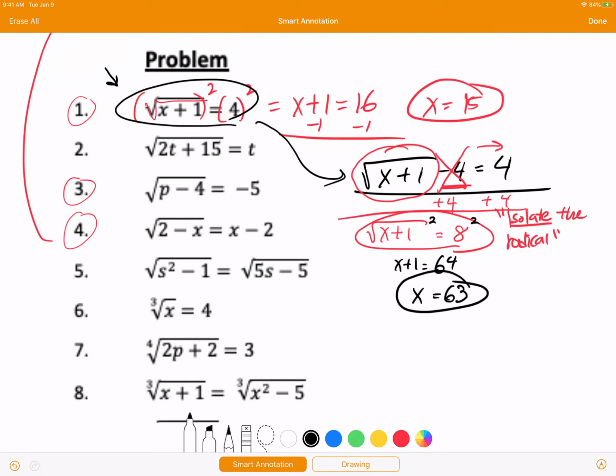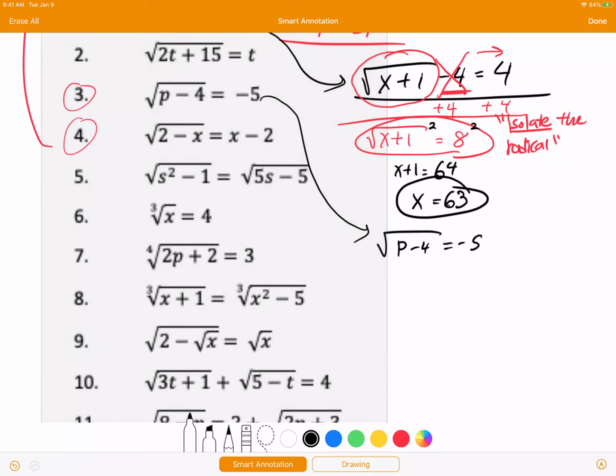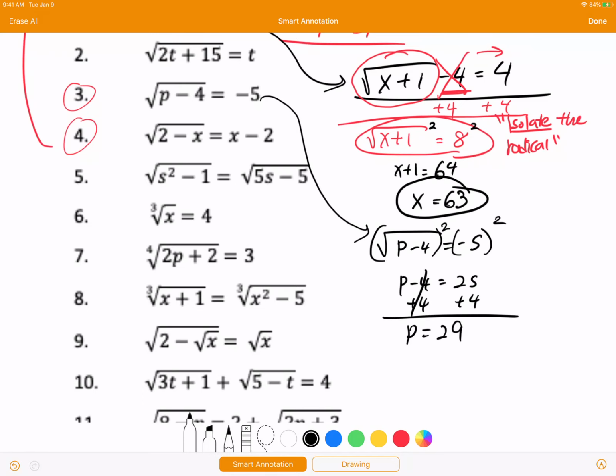Okay? Now, even if you have a negative number like this, square root of p minus 4 is equal to negative 5, your first step should always be the same, where you would square both sides like this. P minus 4 is equal to 25, add the 4, and get p is equal to 29.